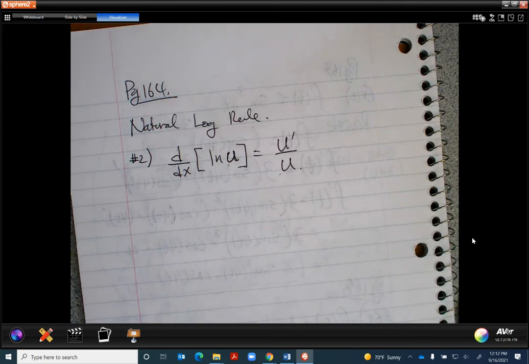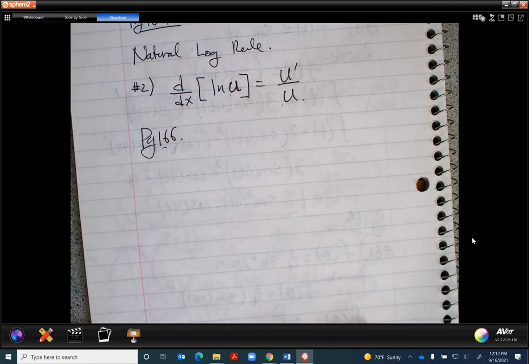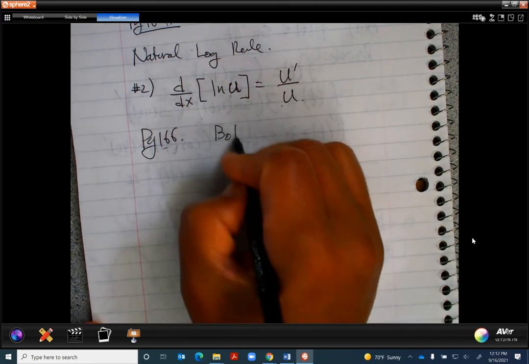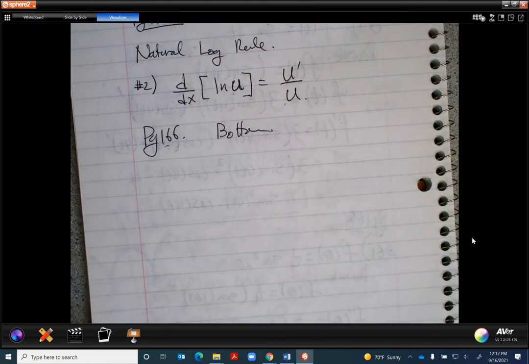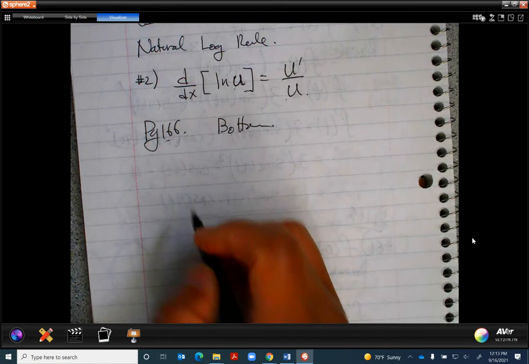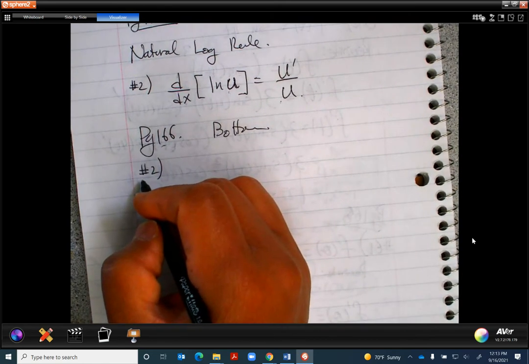We turn to page 166. Go to the bottom. You're going to find a box with 1, 2, 3, 4. You have other rules on the top. It's basically one of those 1, 2, 3, 4. I'm not going to have you copy down all the boxes. So on page 166, you just need number 2, which is the exponential rule.